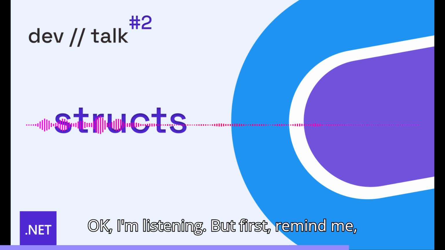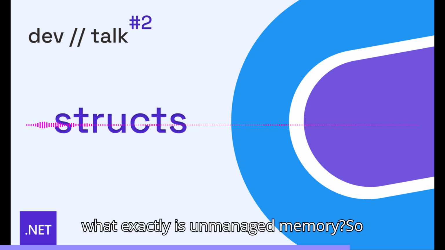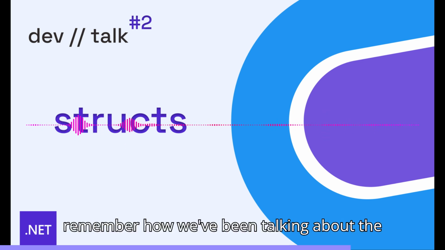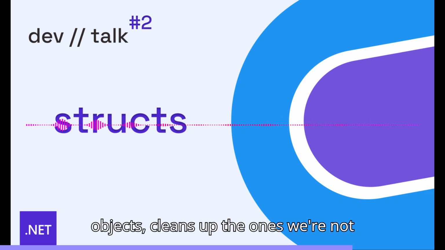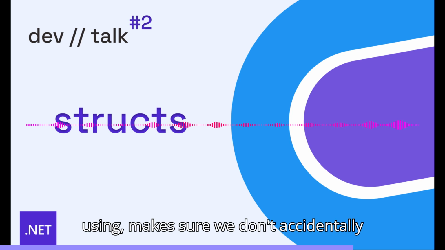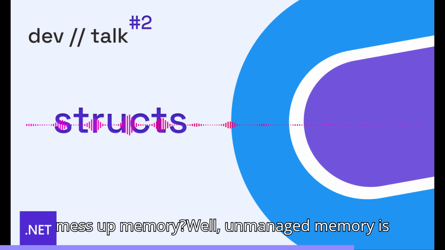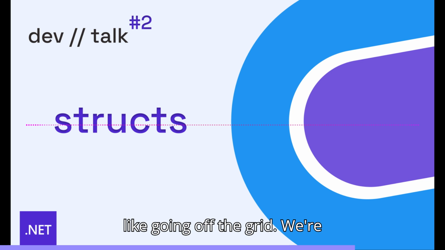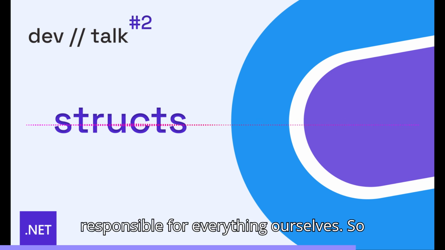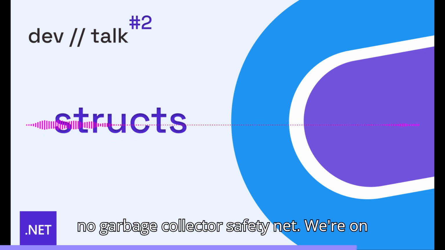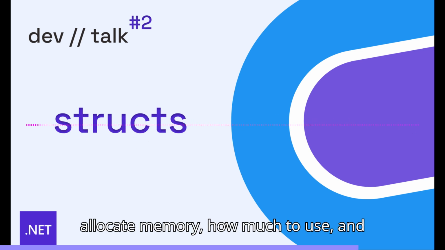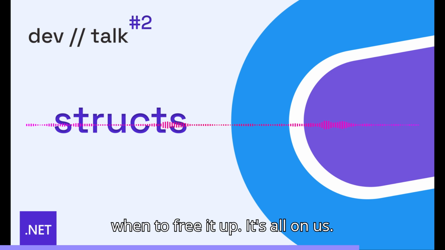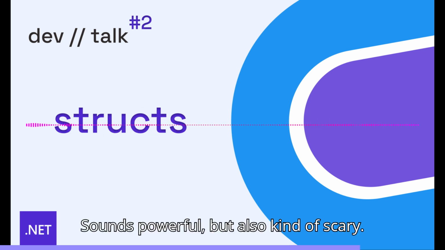But first, remind me, what exactly is unmanaged memory? So remember how we've been talking about the garbage collector, how it keeps track of objects, cleans up the ones we're not using, makes sure we don't accidentally mess up memory? Well, unmanaged memory is like going off the grid. We're responsible for everything ourselves. So no garbage collector safety net. We're on our own. That's right. We decide where to allocate memory, how much to use, and when to free it up.